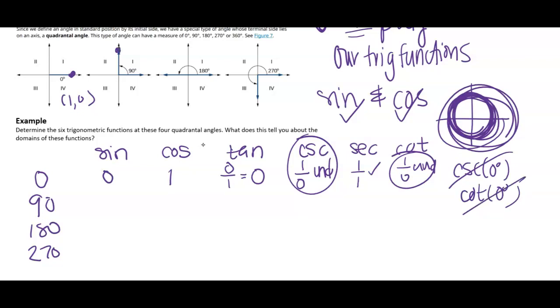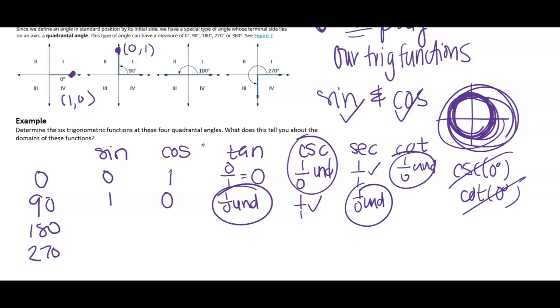At 90, that's now the point 0, 1. So cosine is 0 and sine is 1. Let's look at tangent. Well, if tangent is sine over cosine, I now get tangent is undefined here. Cosecant's good to go. Secant is not. And then cotangent ends up being the reciprocal of tangent. We're actually good here. It's equal to 0.